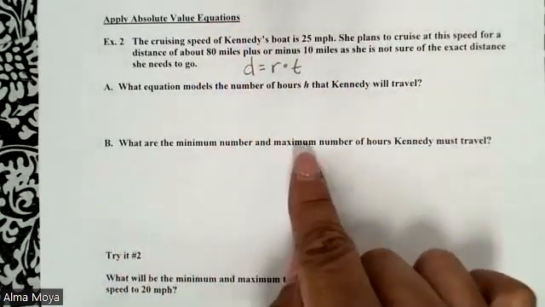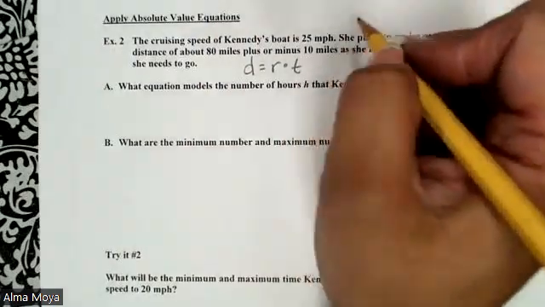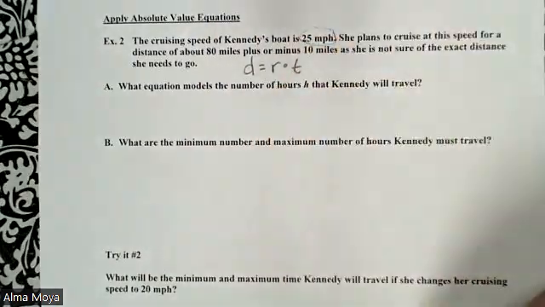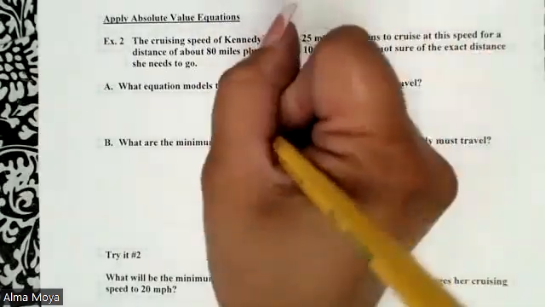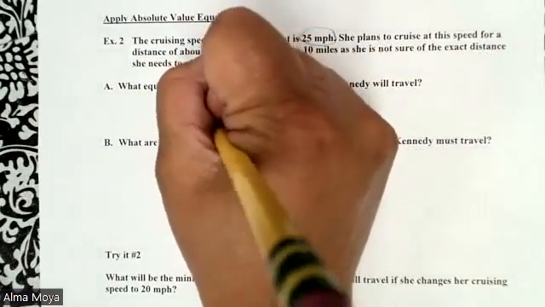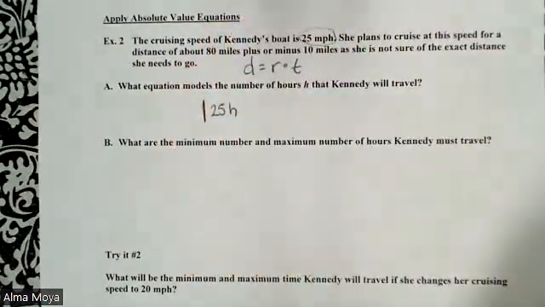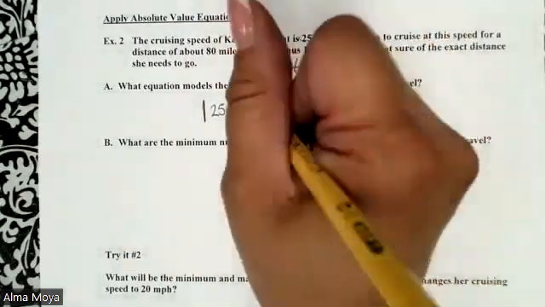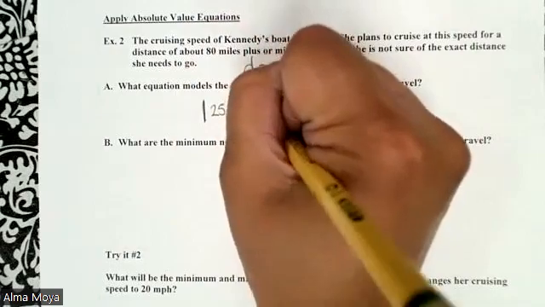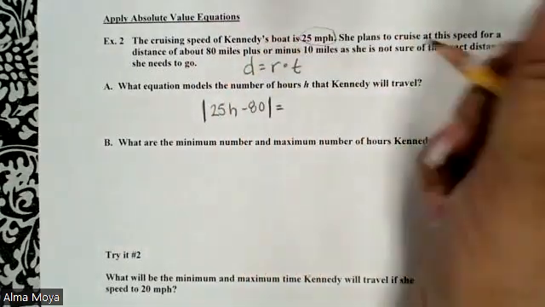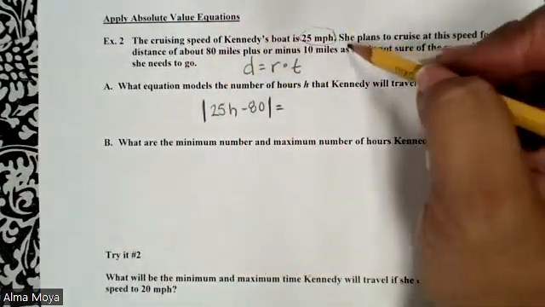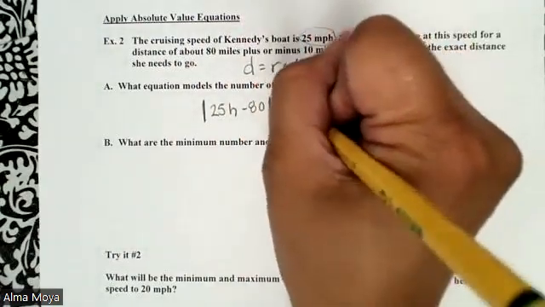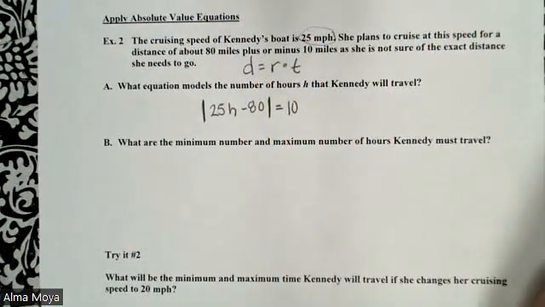Now, the equation that is going to be modeled here is she's going 25 miles per hour. So that's going to be your variable. So we're going to do the absolute value of 25h, right? And then the distance is 80. So I'm going to put a -80, and that's going to equal 10 because she needs to go within 10 miles. So I'm going to go ahead and solve this.